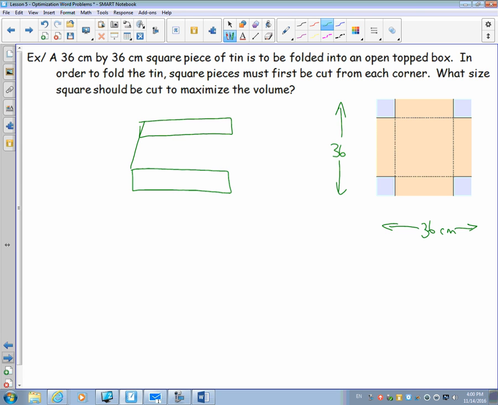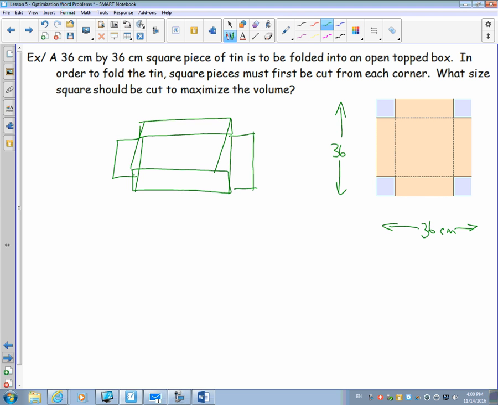Okay, it's going to kind of look like that, which has no top on it. Each of the sides used to be over here, right? They were folded up. And a side over here was folded up. Same thing with the front and the back. But to do that, we actually have to cut out each corner.